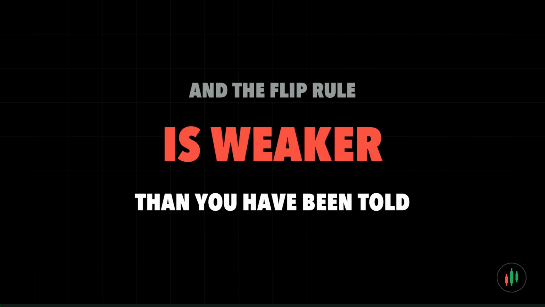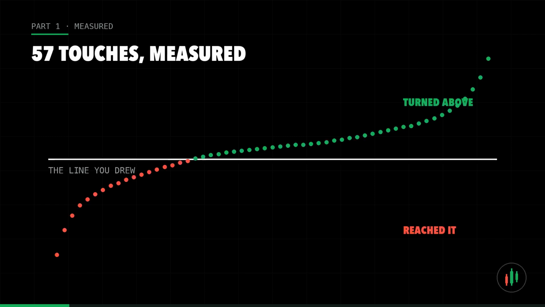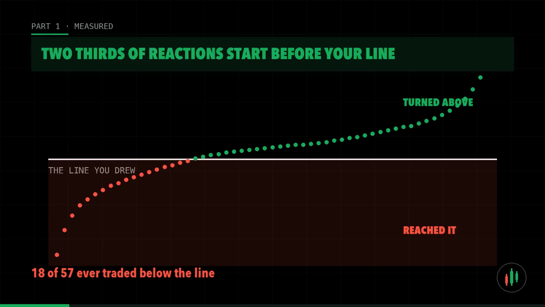And the rule everyone repeats about broken levels flipping into support, I measured that too. And it is a lot weaker than you have been told. So here is the thing that is measured rather than argued. I took every significant low in 6 weeks of Ethereum 4-hour candles and looked at every time price came back to it. 57 touches. The typical reaction did not happen at the level. It happened above it by about 1/5 of an average candle. Price turned early, and it turned early more often than it turned late. And only 18 of those 57 touches traded below the level at all. So about 1/3. Sit with that for a second, because it changes what you do.